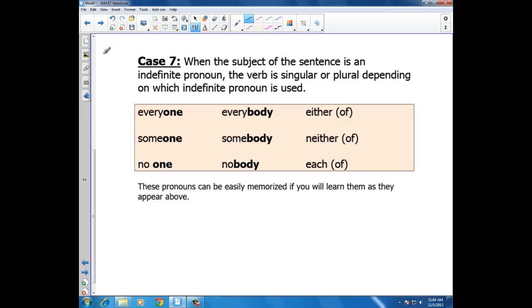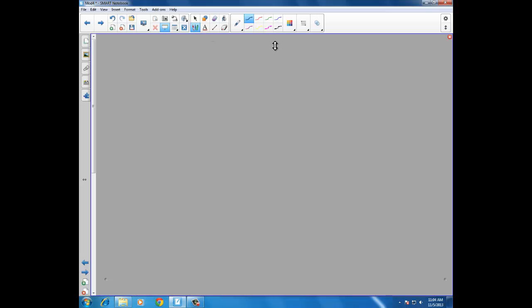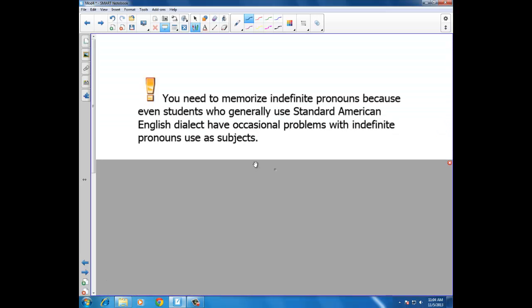These pronouns can be easily memorized if you learn them as they appear above. All of the one words, all of the body words, and the last 3: either, neither, and each. Also, the word of appears following either, neither, and each, because these indefinite pronouns are usually followed by a prepositional phrase beginning with of. You need to memorize indefinite pronouns because even students who generally use standard American English dialect have occasional problems with indefinite pronouns used as subjects.